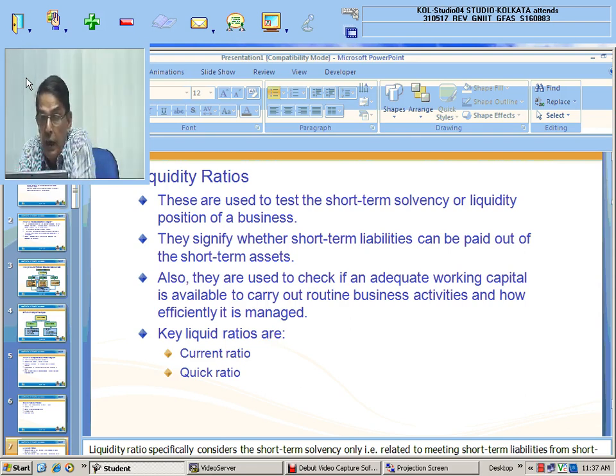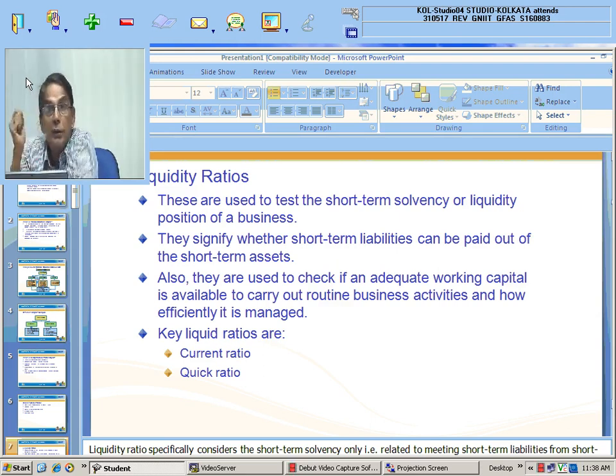Also, they are used to check if adequate working capital is available to carry out routine business activities and how efficiently that working capital is getting managed. So the liquidity ratio also tells us whether adequate working capital is available with the company to carry out its routine business activity and how efficiently the company is managing that working capital. Two key liquidity ratios we will talk about: one is the current ratio, the other is the quick ratio.